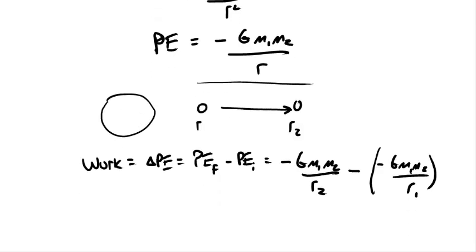If we look at the scenario we just set up with r1 being smaller than r2, if r1 is smaller, that means this number will be bigger. And if we take the negative and the negative, they'll be positive. This will mean that our final answer will actually be positive.